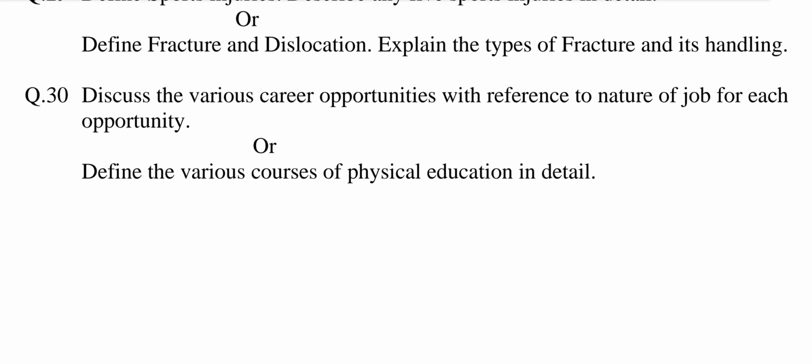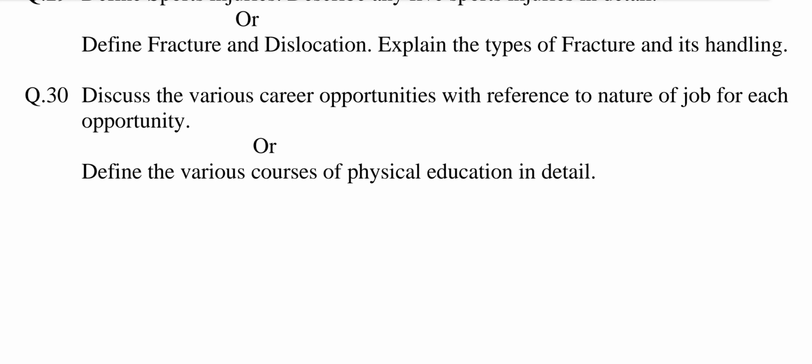Or, define fracture and dislocation. Explain the types of fracture and its handling. This question is also selected from chapter number 10, Common Sports Injuries and Rehabilitation. The answer may be fracture. When a bone breaks or cracks it is known as fracture. Dislocation. A dislocation is an injury to a joint, a place where 2 or more of your bones come together, in which the ends of your bones are forced from their normal position.